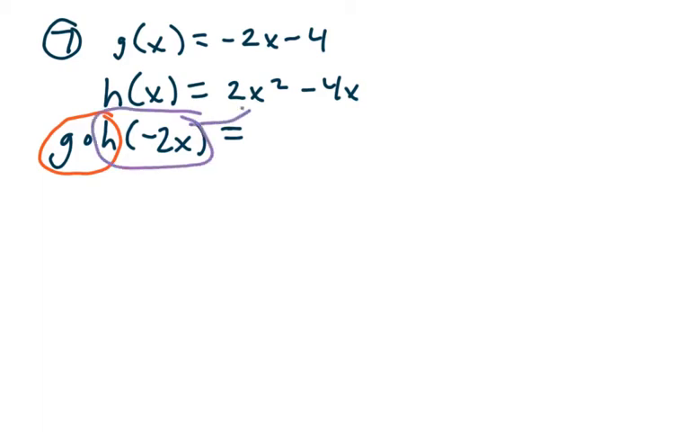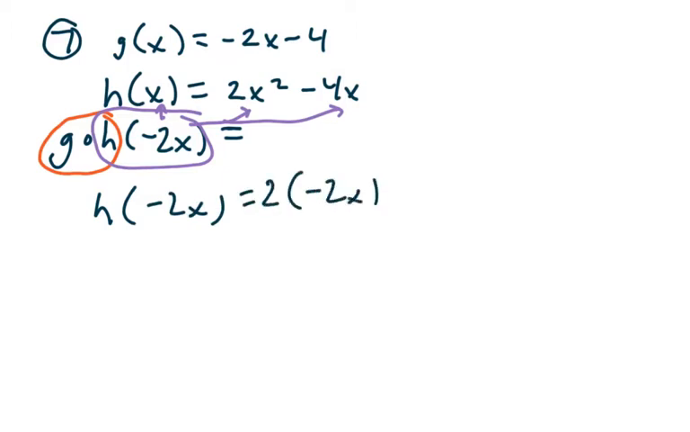means I'm going to plug in negative 2x into the function h here. So h of negative 2x is going to be this. In other words, notice how I plugged in negative 2x, I inputted it, right, in for x. So let's do our math here.